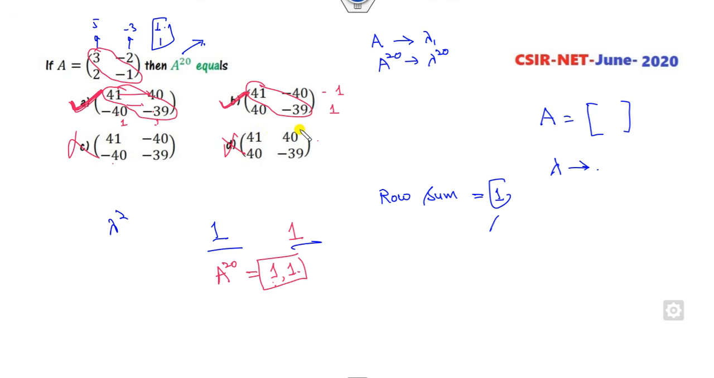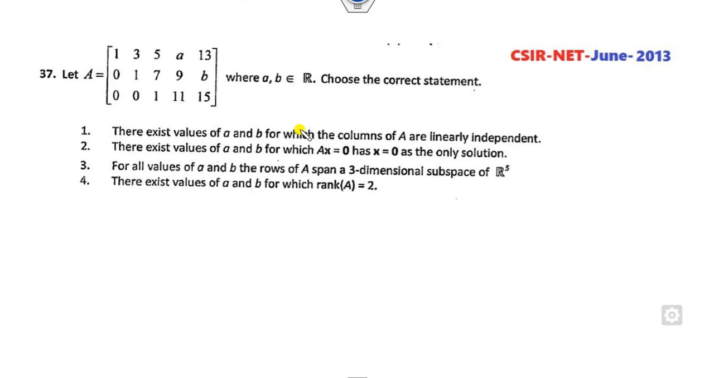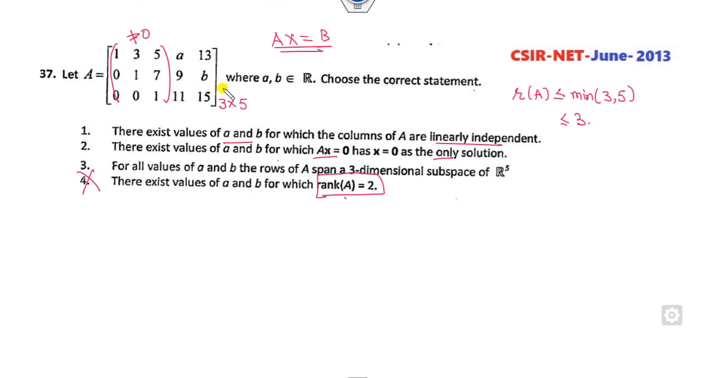Trace is 1, column is 1, so 1 and 1. Okay, look at this system, Ax is equal to b. There exist A and B such that linearly independent columns, no solution, and so on. Fine, this is a 3 cross 5 matrix. The first property: rank is always less than or equal to the number of rows and columns, so it will be less than or equal to 3. But you can see there is at least one minor whose determinant is non-zero, so the rank of this matrix is always 3.